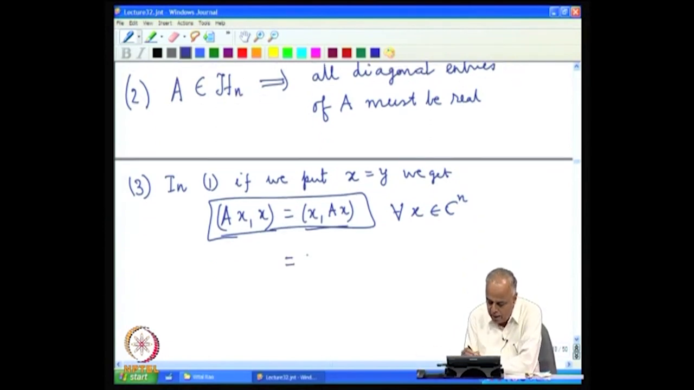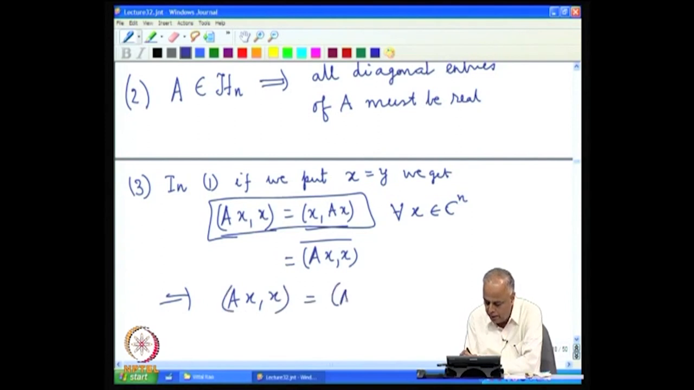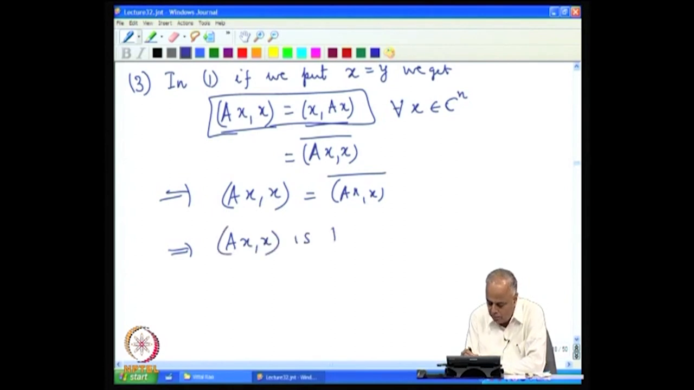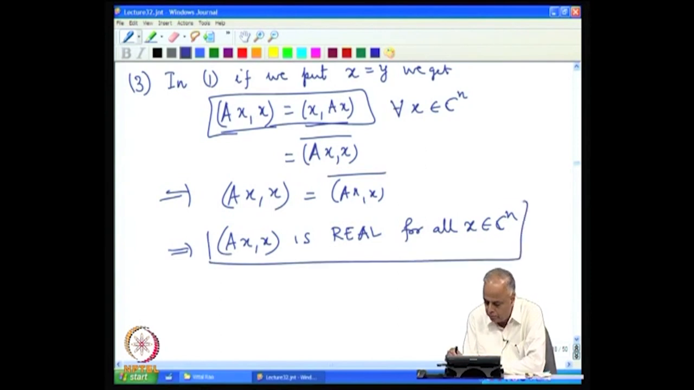Now, the right hand side, by the inner product rule, the inner product of a vector with itself is a conjugate when the order is reversed. So we have Ax comma x is equal to the conjugate of Ax comma x. A number equal to its own conjugate must be real. So that says Ax comma x is real for all x in Cn. So this is the third important property.